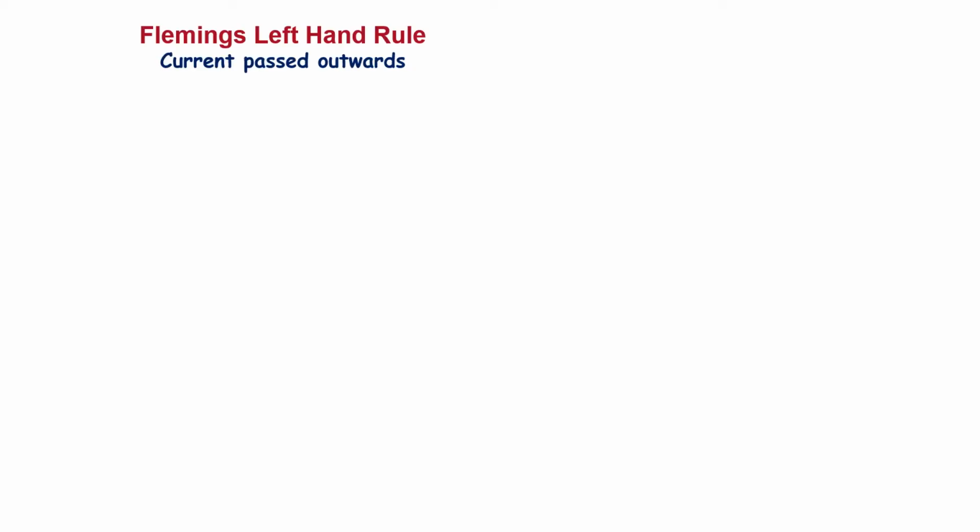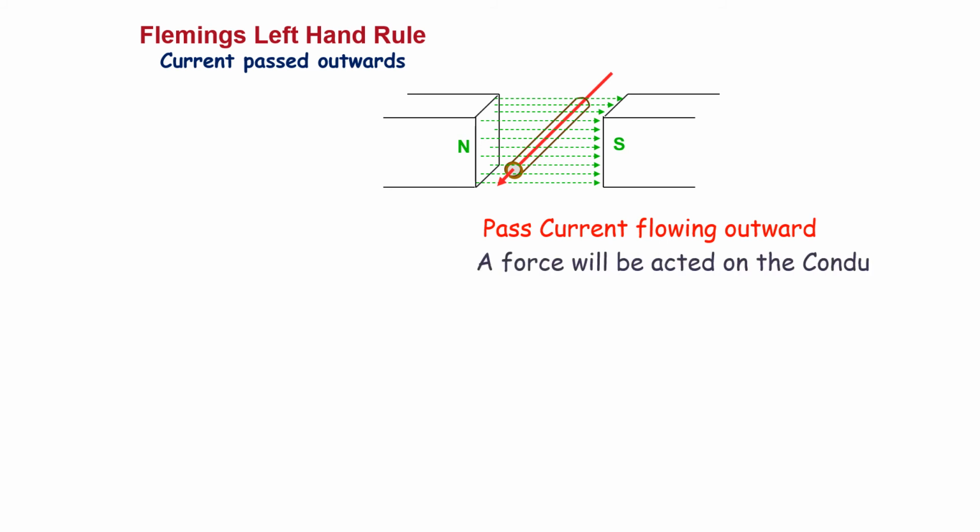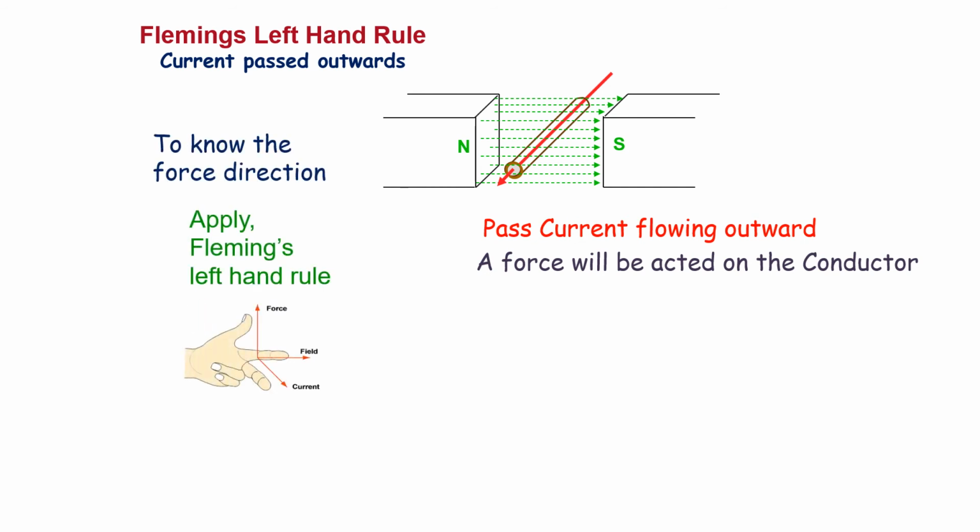Let us understand the Fleming's left-hand rule when the current in the conductor is passed outwards. We have the magnetic field whose lines are towards right. Place a conductor, pass the current flowing outwards. Because of this current carrying conductor placed in the magnetic field, a force will be acted on the conductor. To know the force direction, apply Fleming's left-hand rule.